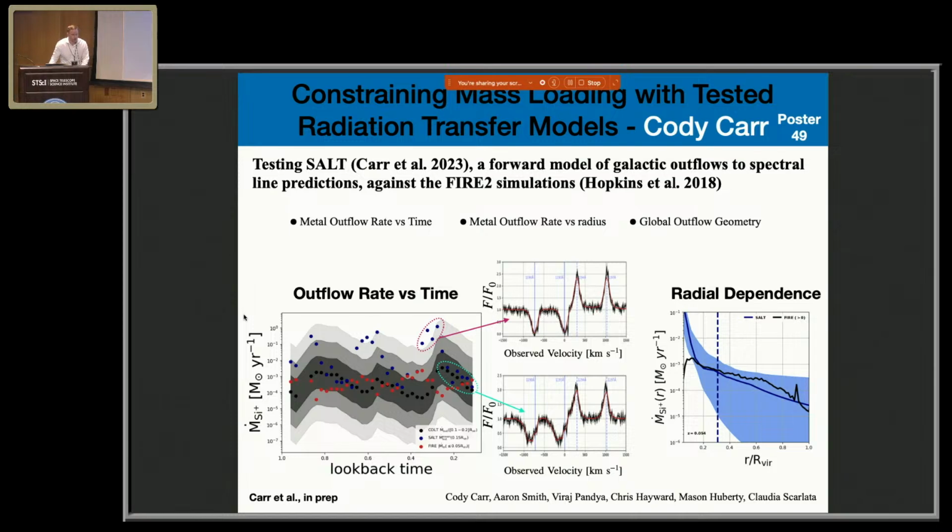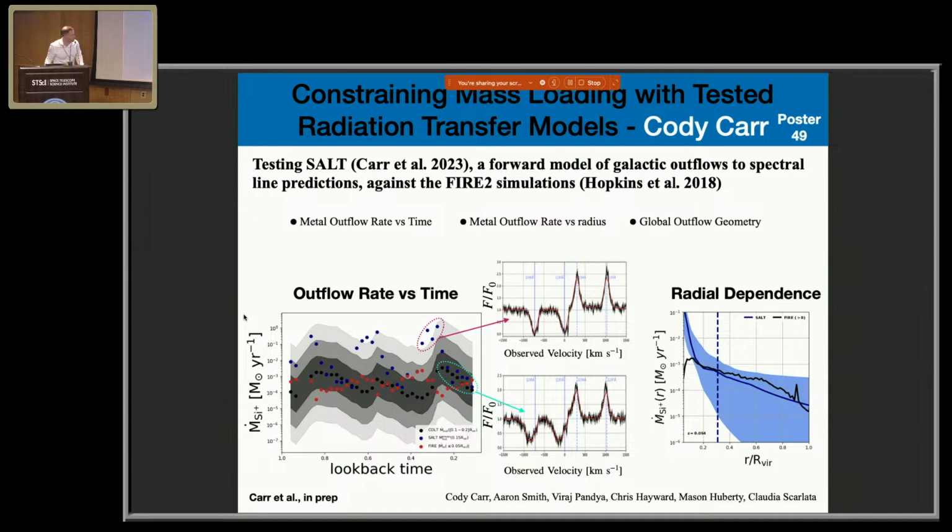Hello, I'm Cody Carr, and today I'm presenting on two of my projects involved with testing mass outflow rate estimators against simulations and then applying them to real data. My poster over there, number 49, today focuses on the ability of SALT, which is a forward model of galactic outflows to spectral line predictions, to measure the properties of outflows in the FIRE-2 simulations.